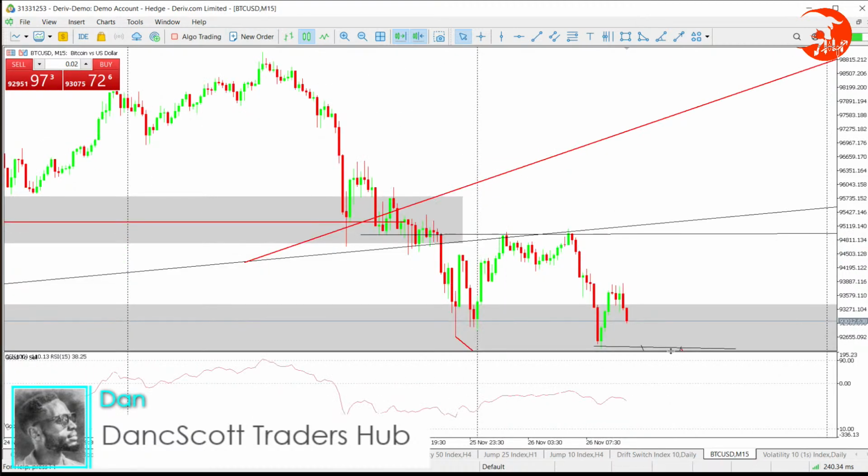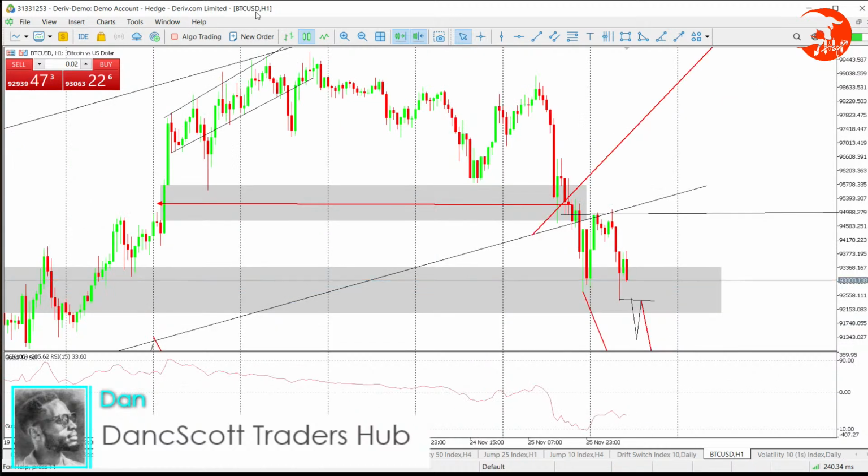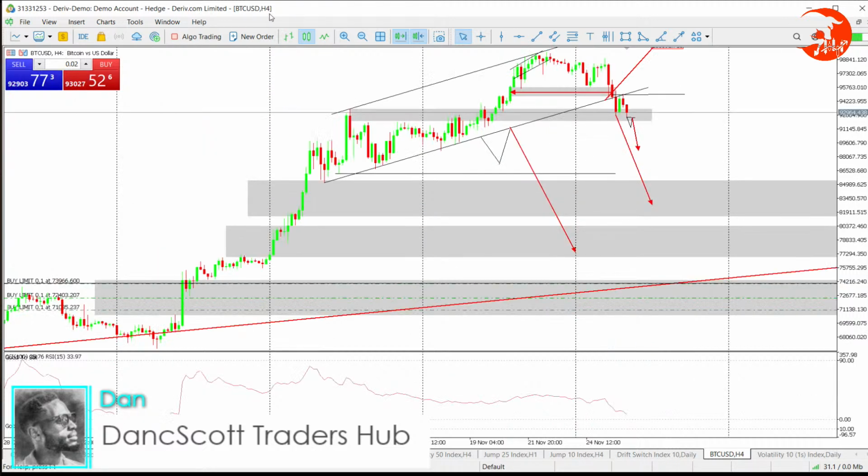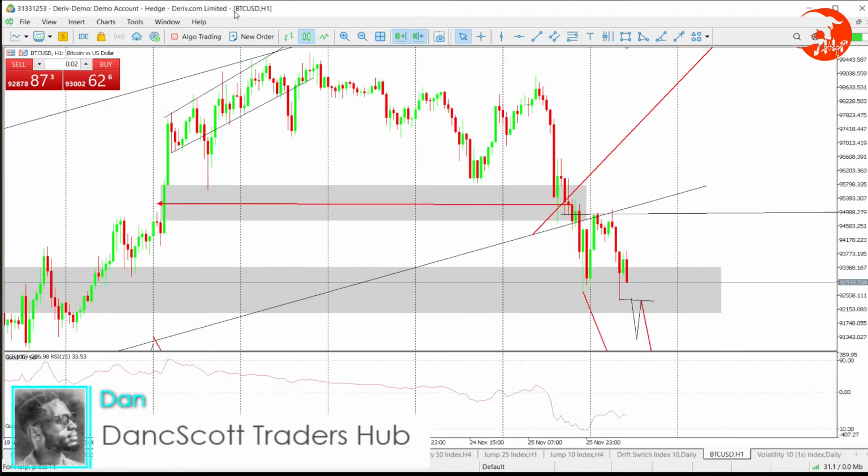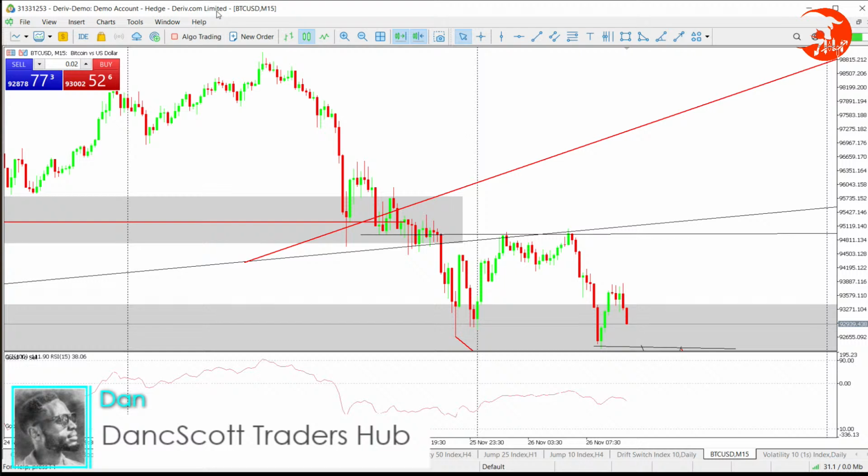Why? Because M15 is showing us sales, H1 is showing us a retracement. So we wait for that. H1 has been retracing, so we need a confirmation that it has finished retracing before we can engage into buys. I think that's basically it on this very asset.